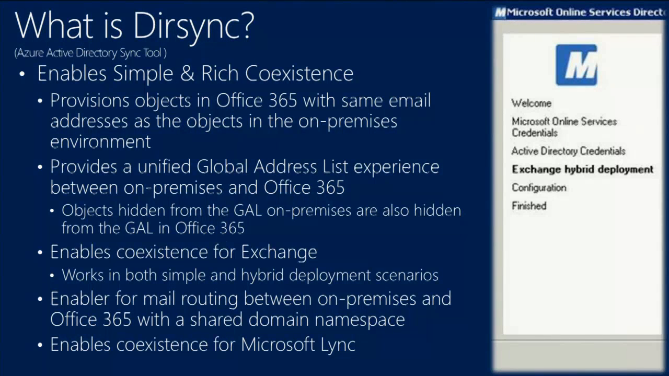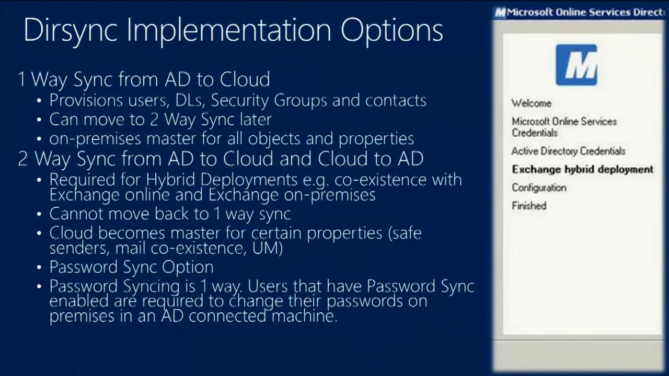It provides a unified global address list in Exchange, and it also enables coexistence. When you install DirSync, you can install it as a very simple tool, or you can install it with rich coexistence. And if you want hybrid mode, you need to install an Exchange 2010 SP3 client access server role, which you actually get the license for free, by the way. It also enables mail routing between on-premises and in the cloud. In other words, the on-premises Exchange experience just looks like a single organization.